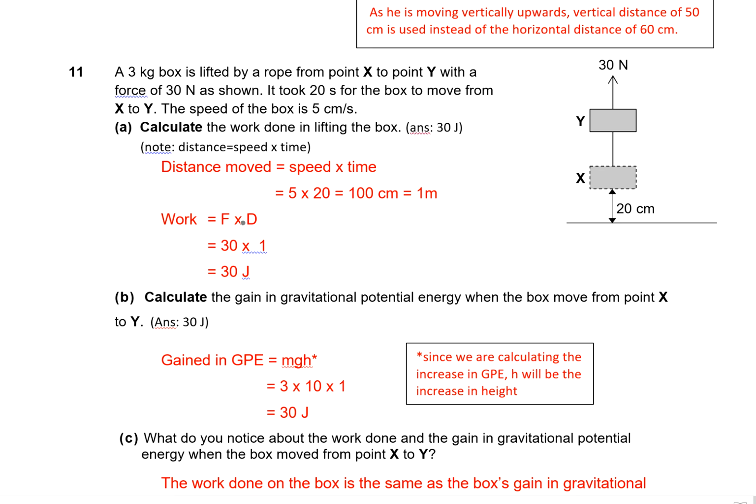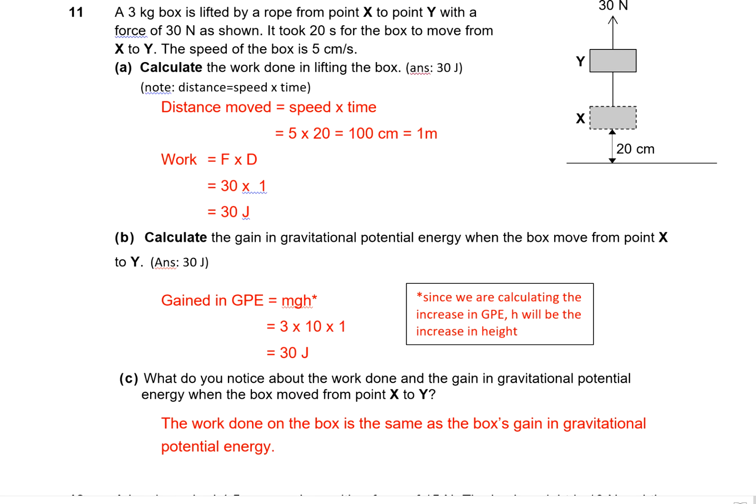But do recall the formula to calculate distance if you have the speed and time. So distance is speed times time. And because the speed is 5 cm per second and the time is 20 seconds, you work out the distance is 100 cm and that would be 1 meter. So with the distance worked out, you multiply by the force, you can get the work done.